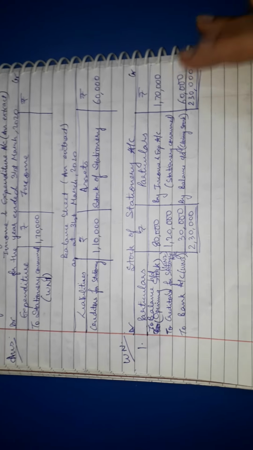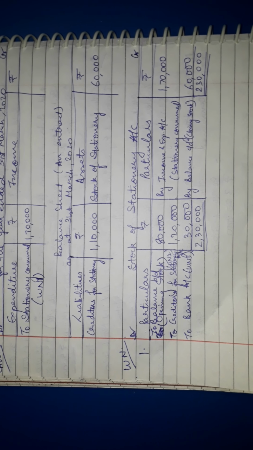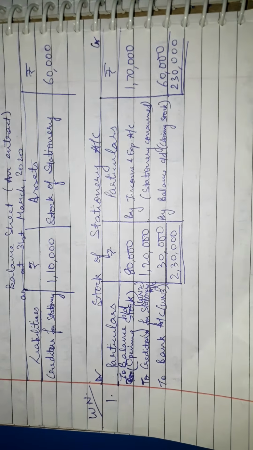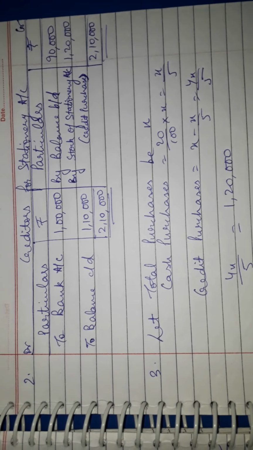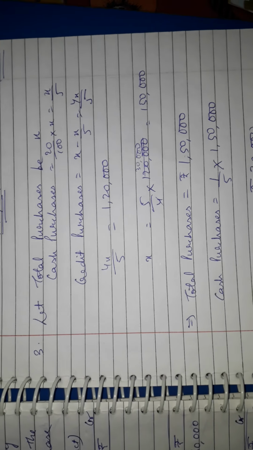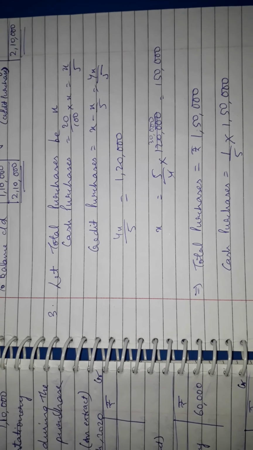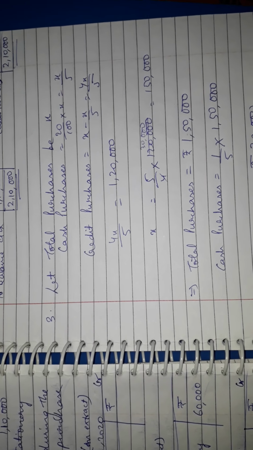Now let us understand the calculation first. For this we require 3 working notes. First, showing the stock of stationery. Second, showing the creditors for stationery. Third, showing the calculation for cash purchases. So let's understand the first and second working notes first.